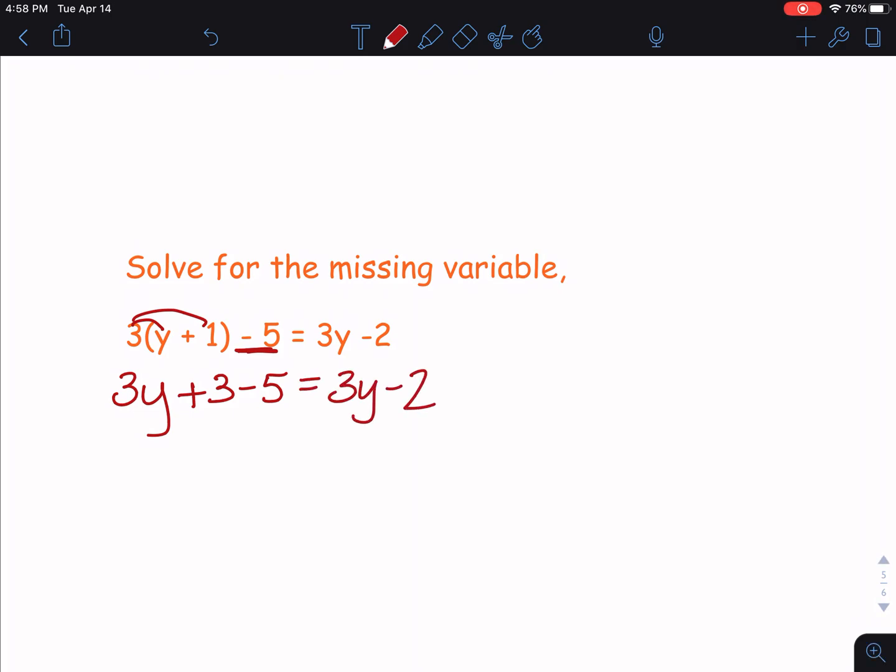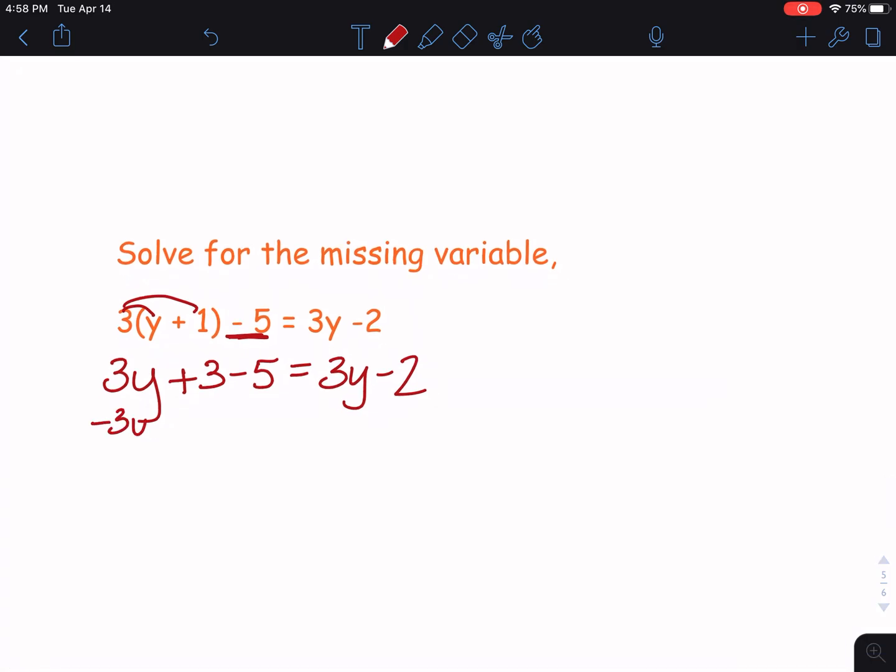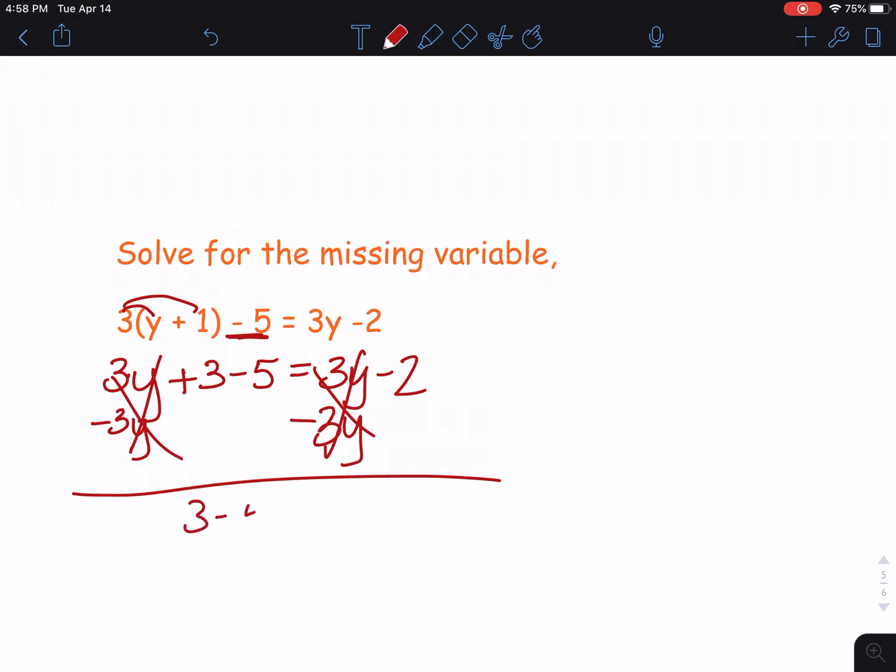Now, once again, I have variables on opposite sides, so I'm going to use opposite operations to combine them. I'm using that subtraction to move it to the opposite side because I want to keep the 3 and the y together, so not division. 3y minus 3y is 0. Once again, we see that my variables are canceling out on both sides. But something a little differently happens with this example. 3 minus 5 is a negative 2. This time, I'm left with a true statement.